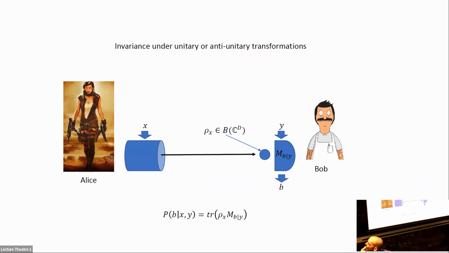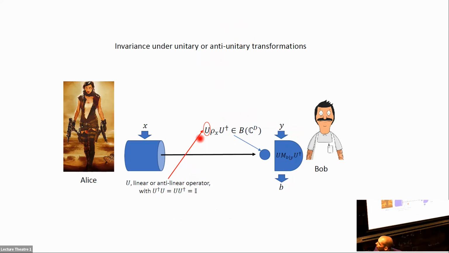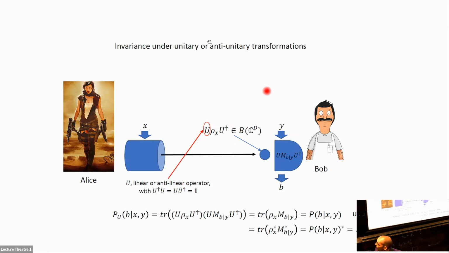Okay, so one thing that is important is that these scenarios are completely blind to unitary or anti-unitary transformations. So if Alice prepares the state and Bob conducts these measurements, and now we conjugate both of them by a unitary or anti-unitary operator, they will get the same statistics. How weird. It's very counterintuitive. They will get the same statistics.